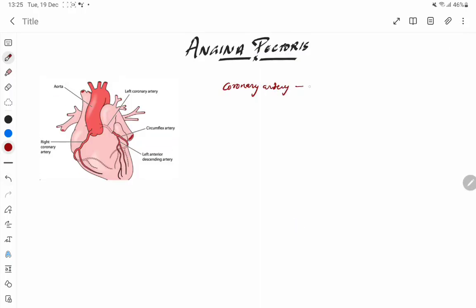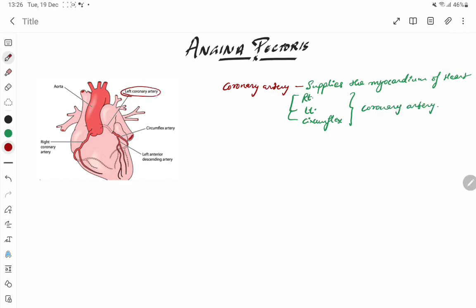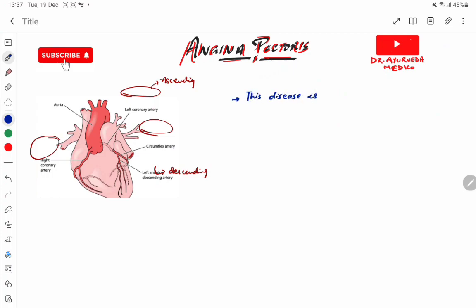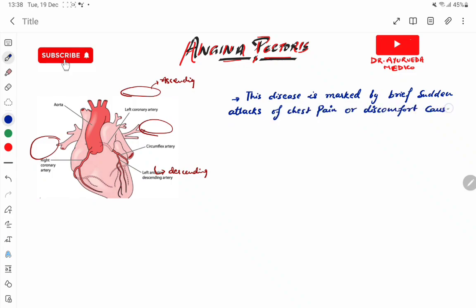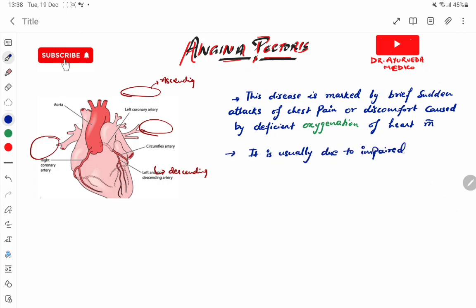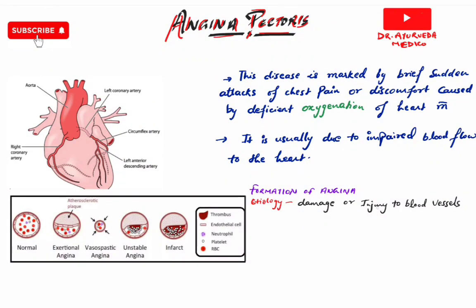In this video I'm going to talk about angina pectoris, which is a common disease of the heart. It is basically due to coronary artery disease. We have three coronary arteries which supply the heart muscles. Angina pectoris is marked by brief, sudden attacks of chest pain or discomfort caused by deficient oxygenation of heart muscles. So, angina pectoris is usually due to impaired blood flow to the heart.